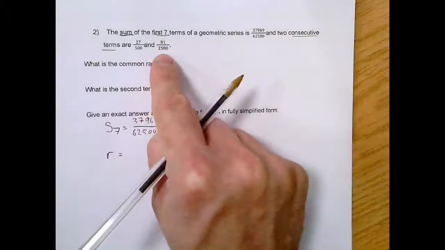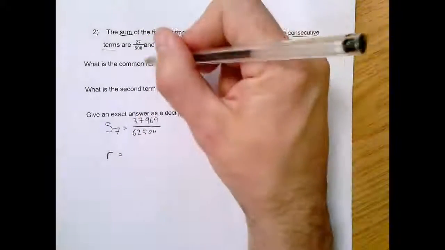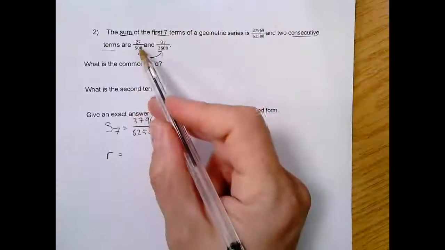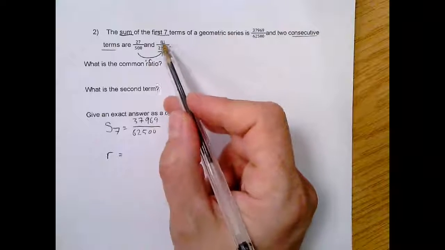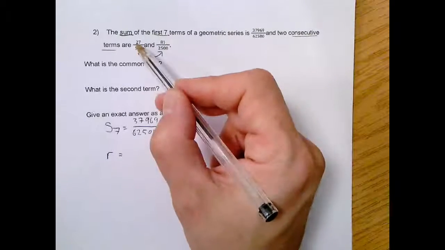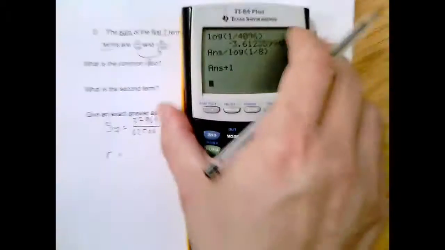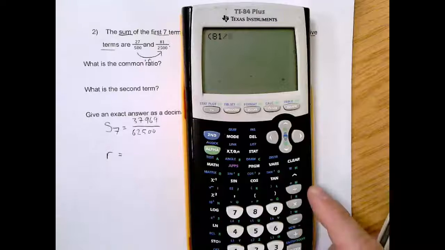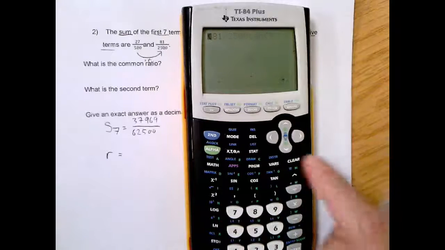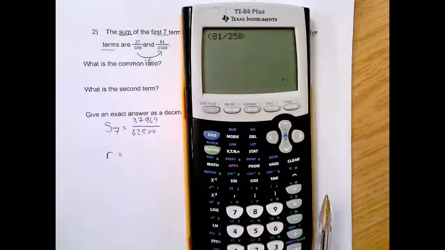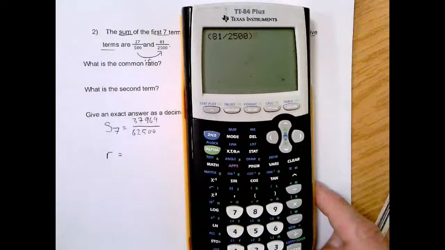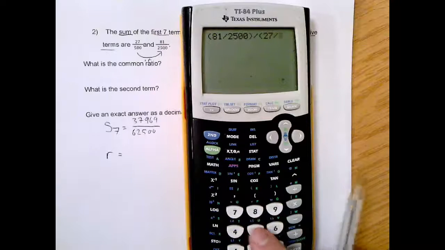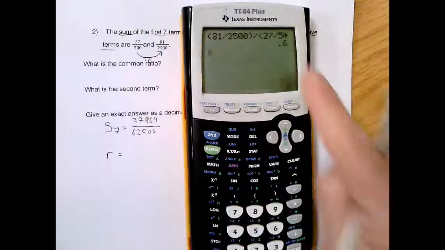All I do is take this term and divide it by that term. Reiterating this, if these are consecutive, I just multiply this by r, and I would have that. So logically, if I take that and divide it by that, I would get r. So here we go. Let's do it on our handy-dandy calculator. I'll take 81 divided by 2,500, and then divide that by 27 over 500. Boop. It gives me 0.6.